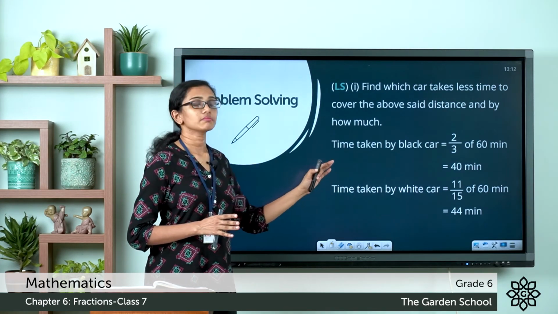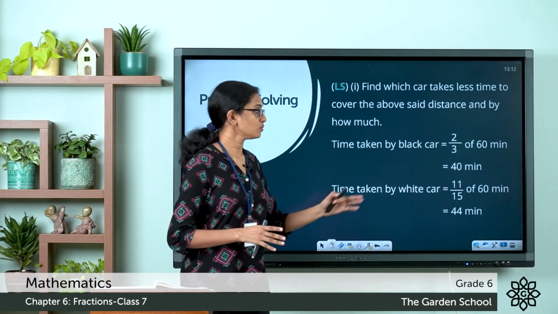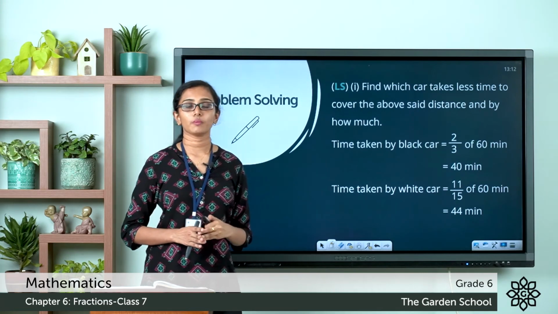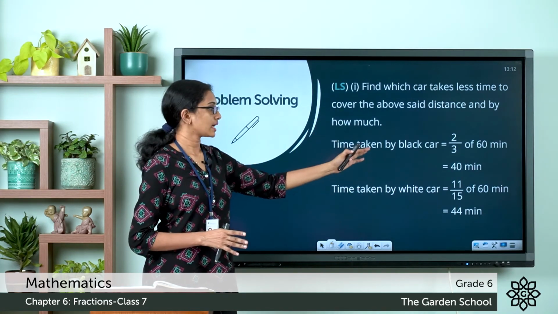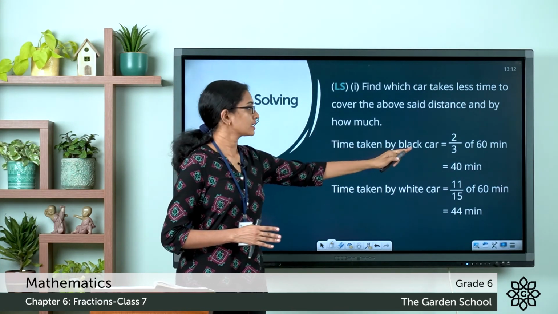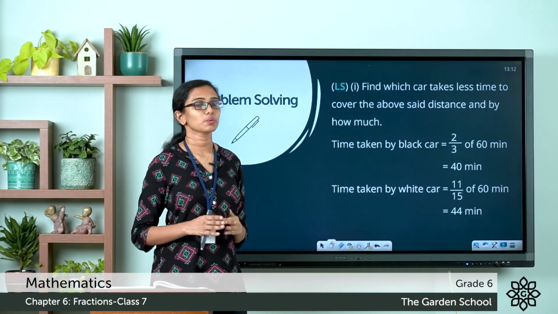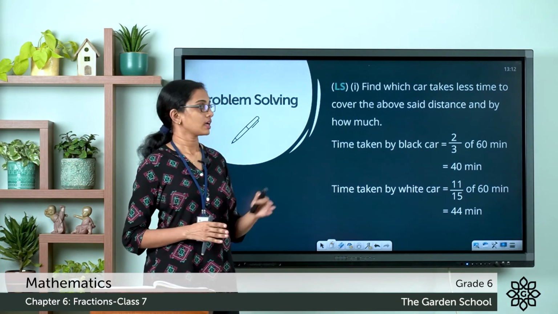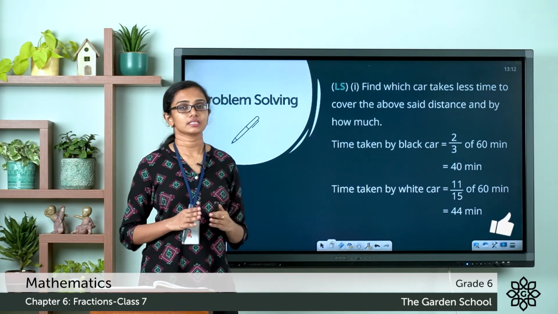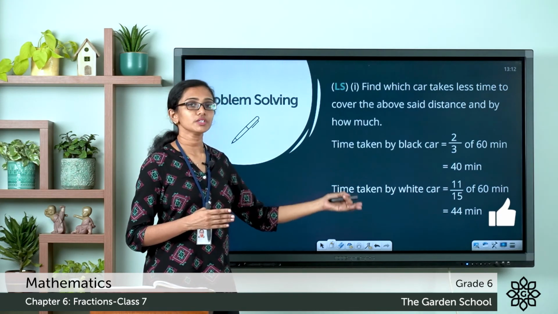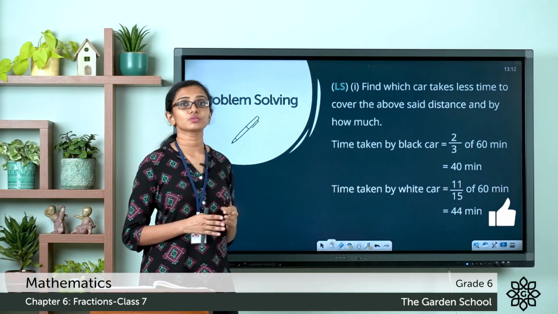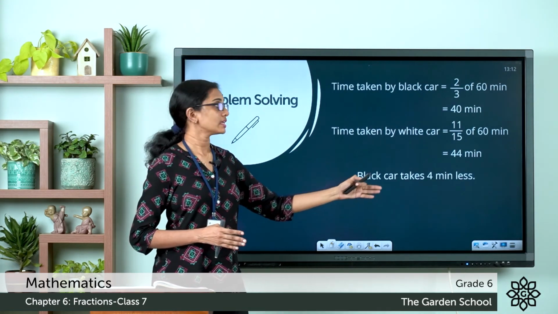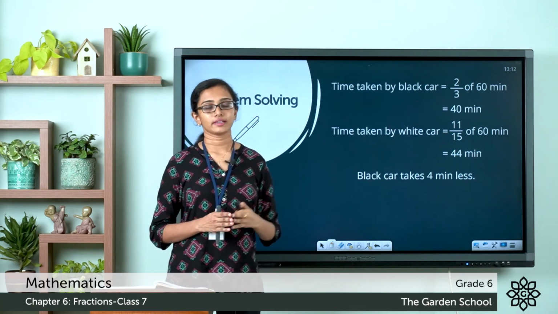Whereas the time taken by the white car is equal to 11 by 15 of 60 minutes, and that is equal to 44 minutes. Now compare the time. The black car takes 40 minutes only, while the white car will take 44 minutes. So which car takes less time? The black car takes less time. And by how much? When you subtract the two times, you will get the difference. The black car takes 4 minutes less than the white car.